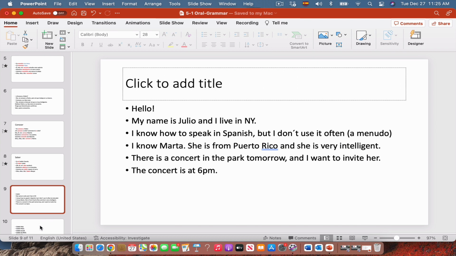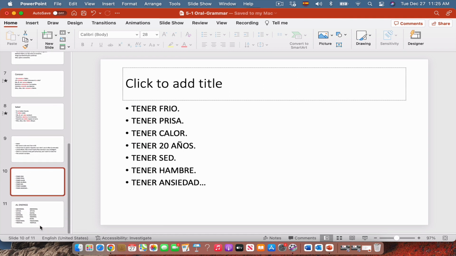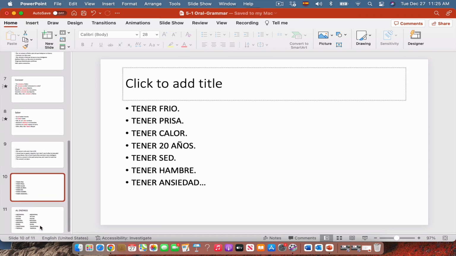Okay? Now, we have here some expressions also with the verb tener. Remember, the verb tener, sometimes in English we use it is, so we use the verb to be. In Spanish, we use the verb to have. So these expressions have to be used with the verb tener. For example, tener frío is to be cold. For example, you can say, yo tengo frío, I am cold. Or tú tienes frío, you're cold. Ella tiene frío, she is cold, and so on.